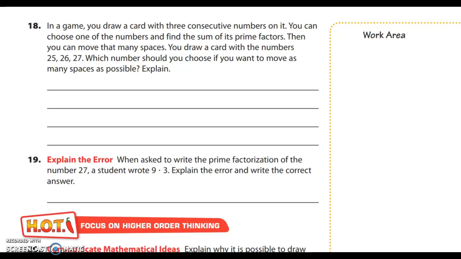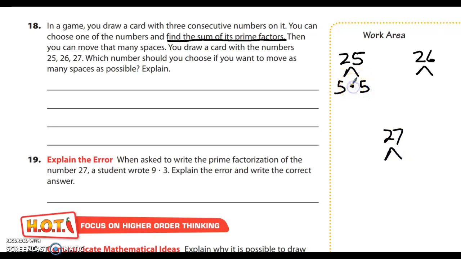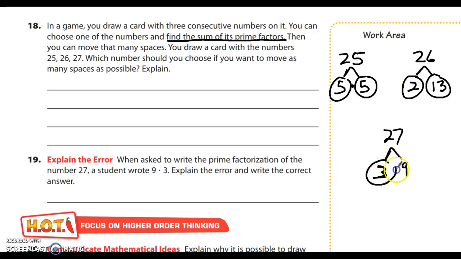And then this is the math. You can choose one of the numbers and find the sum of its prime factors. So to find the prime factors, we can do factor trees. The factor tree for 25 would just be 5 times 5. 5 times 5 is 25. 26 would be 2 times 13. And 27 would be 3 times 9. And 9 would break down into 3 times 3. Those are all prime factors. Every number I circled there is a prime factor.